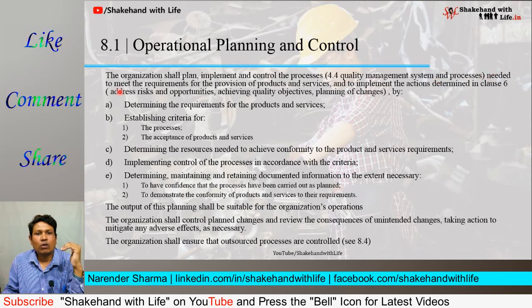These processes are needed to meet the requirements for the provision of products and services, and to implement the actions determined in clause 6. What type of action does it have to determine? It needs to address the risks and opportunities, achieve the quality objectives, and plan the changes. These are the changes required in the processes to improve the quality of the manufacturing process of a product or the delivery process of a service.